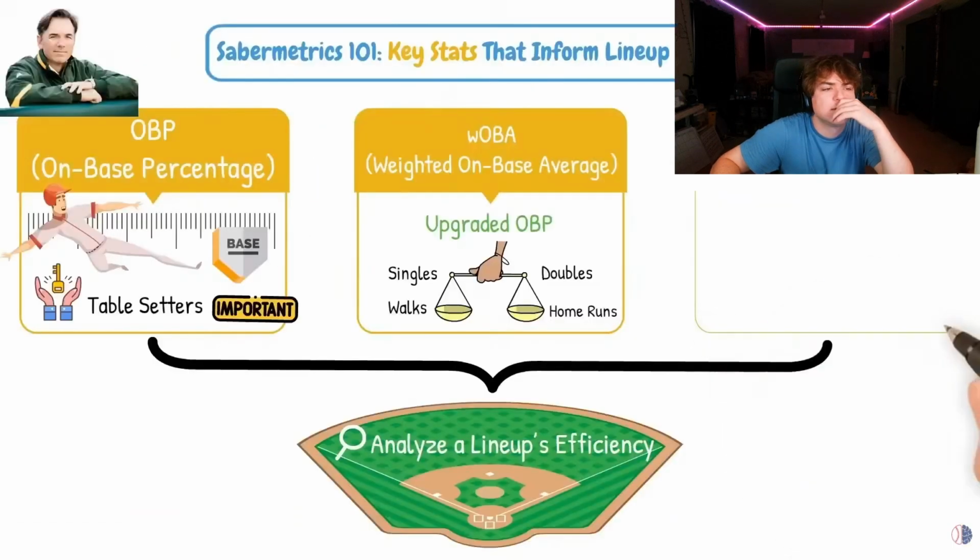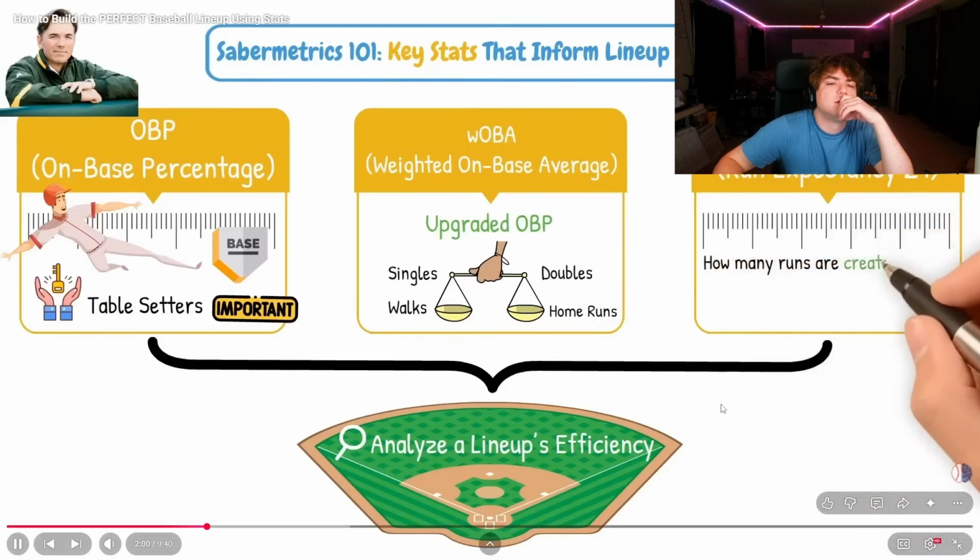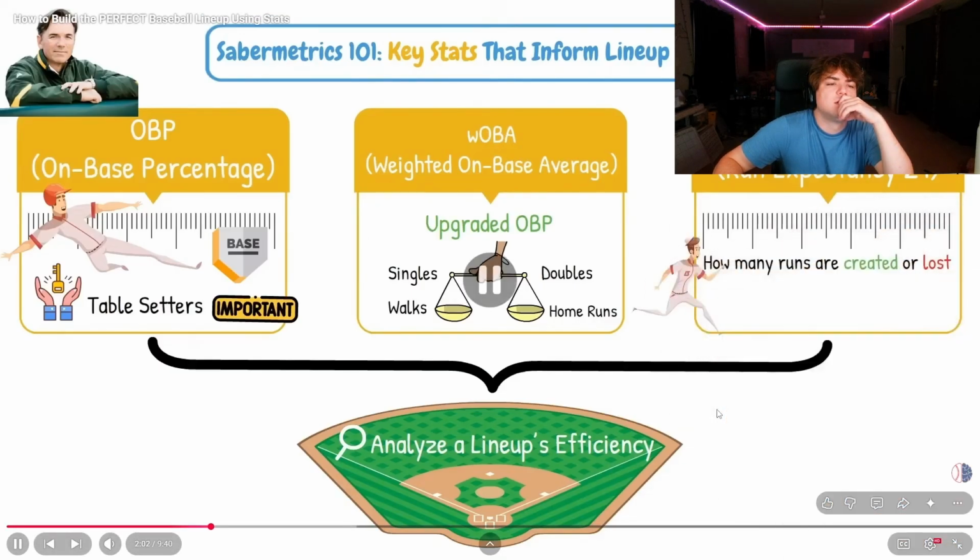I don't know. Then we have RE24, or Run Expectancy 24, which measures how many runs are created or lost based on specific in-game situations.